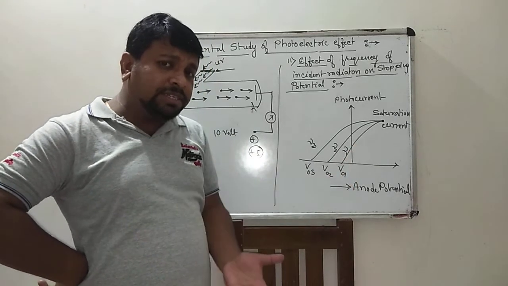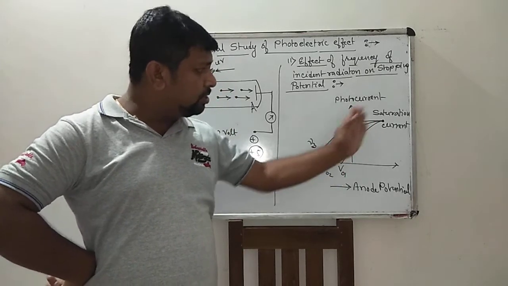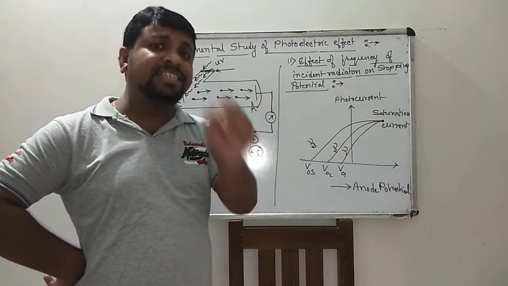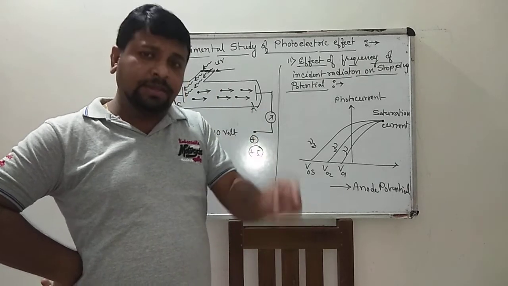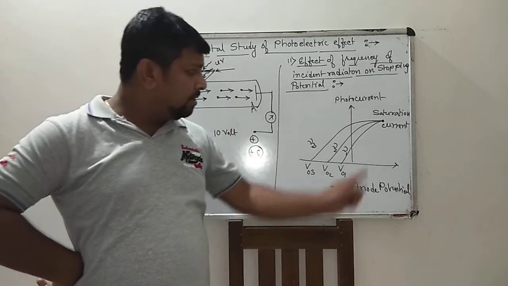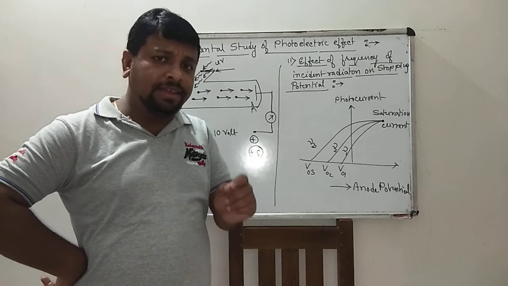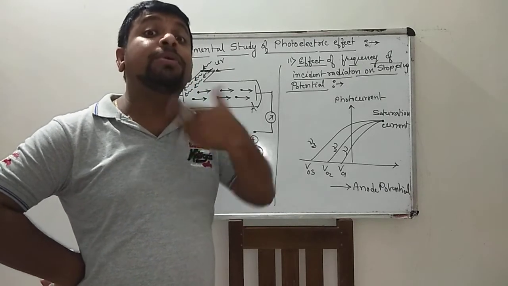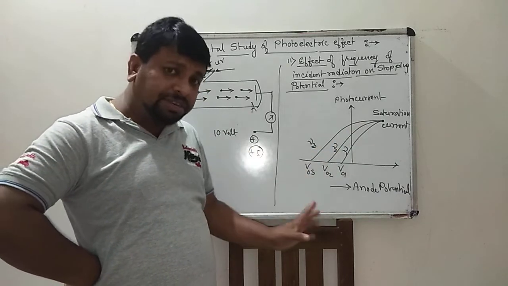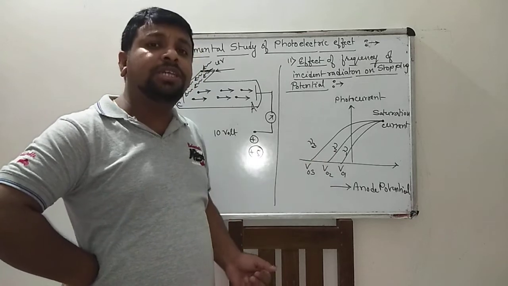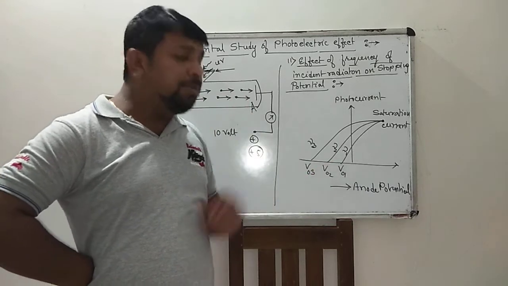If the frequency is increased at the same intensity, then we get this graph. The saturation current is the same, since the intensity is the same, but the current will be different. Why? Because the frequency is changed, that means the frequency is increased. Then the stopping potential will be changed. Here the stopping potential is already negative, and it is more than the previous one.